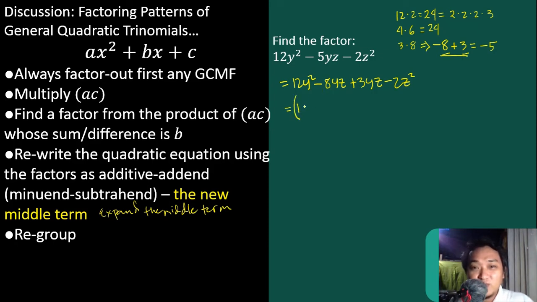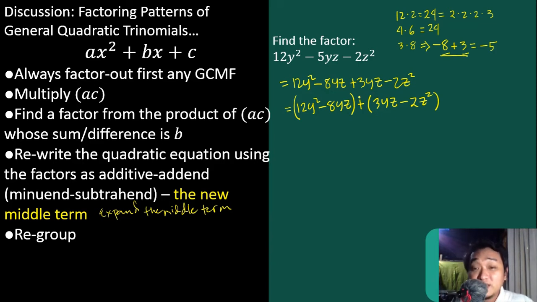We are going to group 12y squared minus 8yz. Group that. Do not forget the operation, kasi yun po yung pinaka-importante at yun din yung madalas na nakakalimutan ng mga learners natin, na may operation pa pala sa gitna. Hindi pa kasi siya diretso factor, so don't forget that. Plus, then group this, 3yz minus 2z squared.